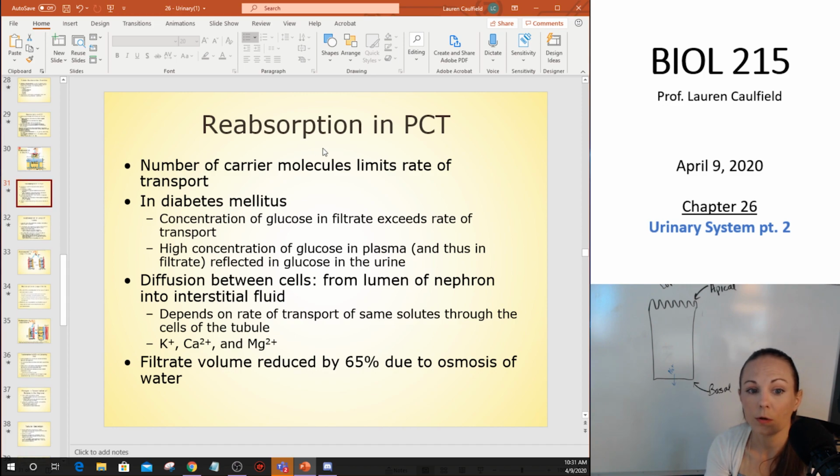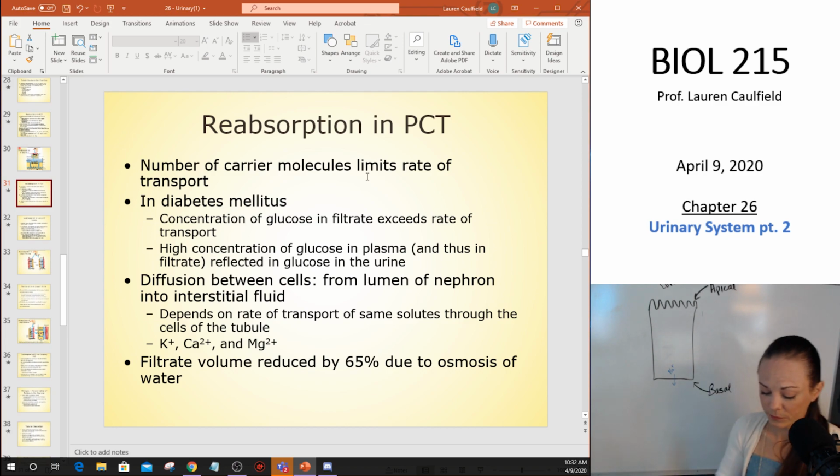All right, so reabsorption in the proximal convoluted tubule continued. Depending on what substances we're trying to move, if they need a carrier molecule, our movement of those substances is going to be limited. So you can only move as many things as you have carrier molecules.